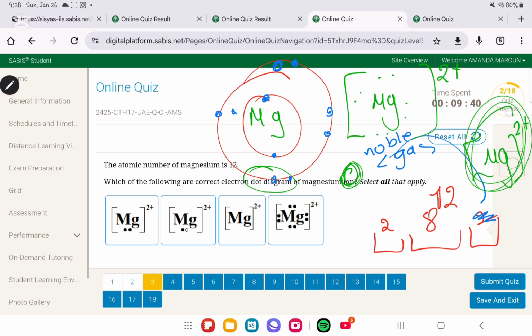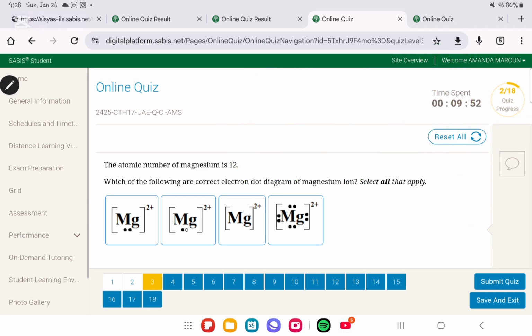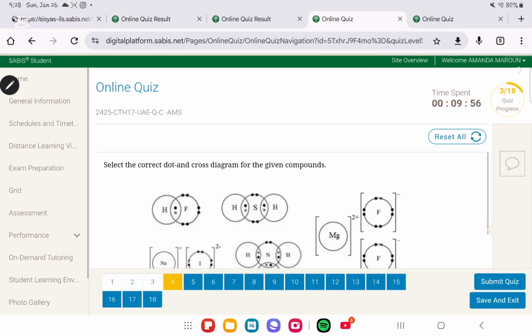You only do this for the cation. For the anion, you have only one way, which is to do it like this. Whereas for the cation, you have 2 ways. You can do it like this or like this. Okay, so for here, the answers are this one and this one. Moving on to question number 4.